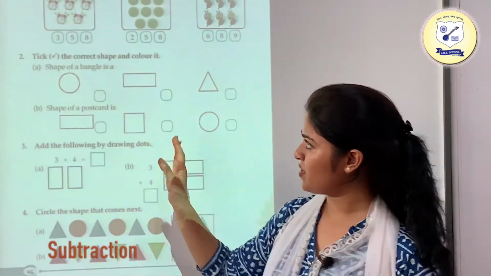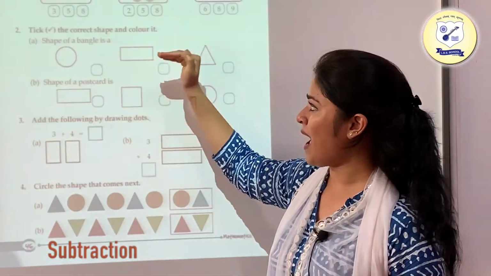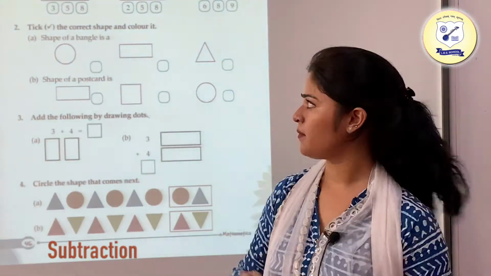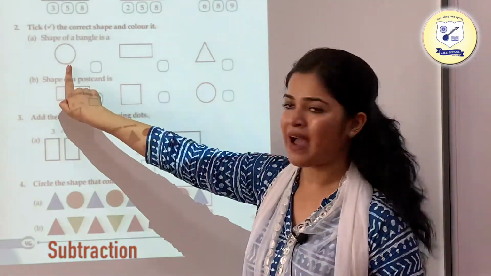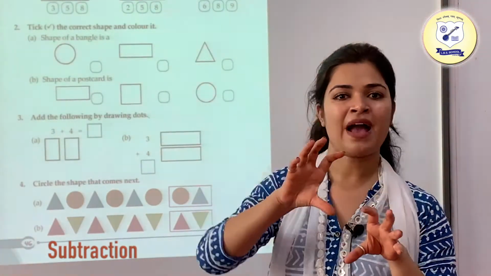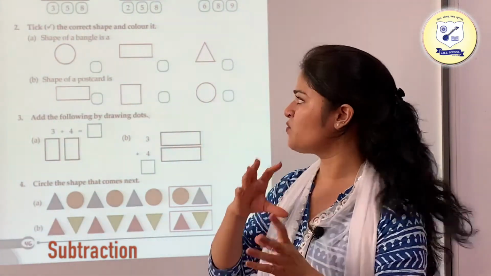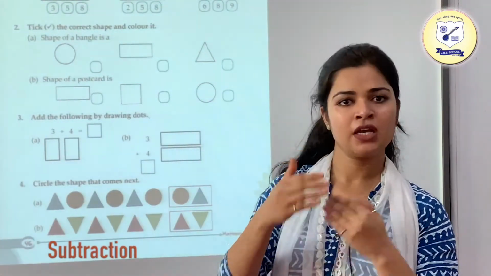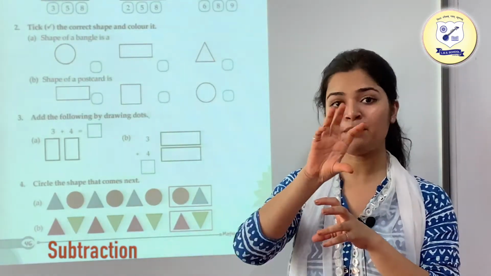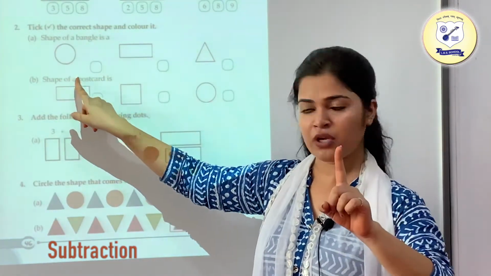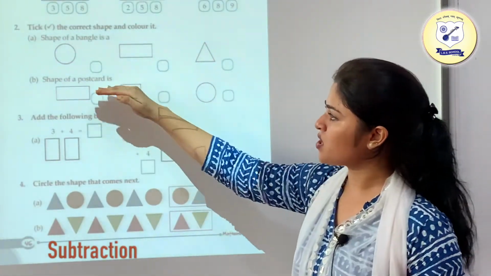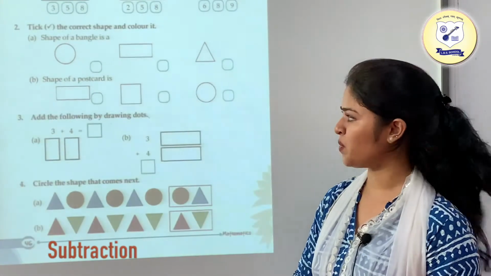Next question is, take the correct shape and color it. Shape of a bangle is of which shape? Is it circle, rectangle or triangle? A bangle is what your mom used to wear on their hands, which is known as चूड़ियाँ. What you are going to do is just check the shape of that. We know that the shape of bangles is circular. So just put a tick in this box. Shape of a postcard is rectangular, so we are going to take this one.